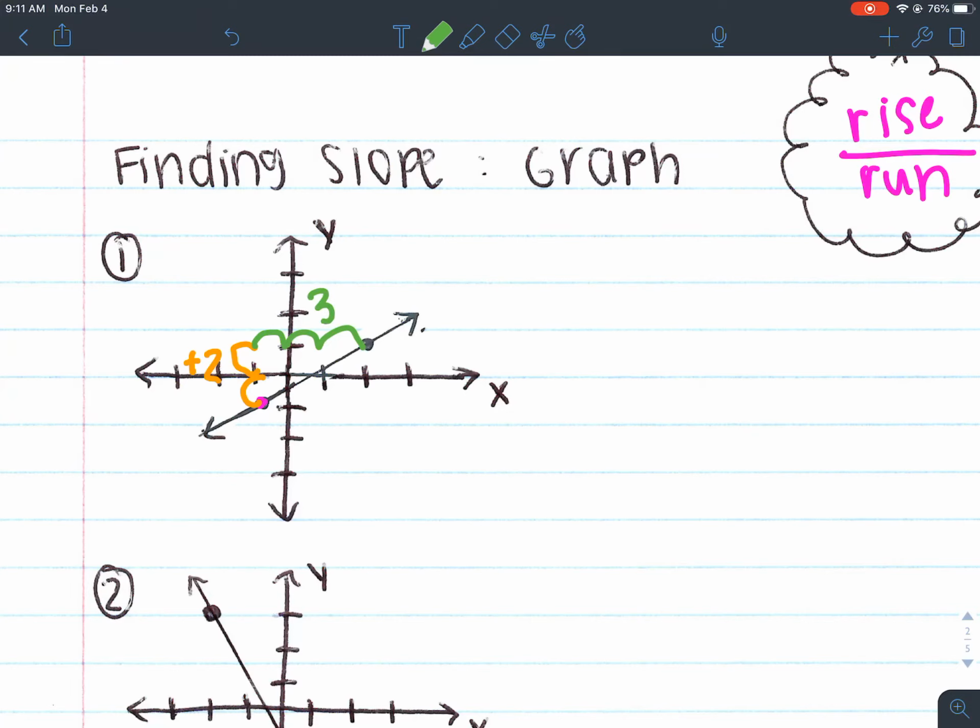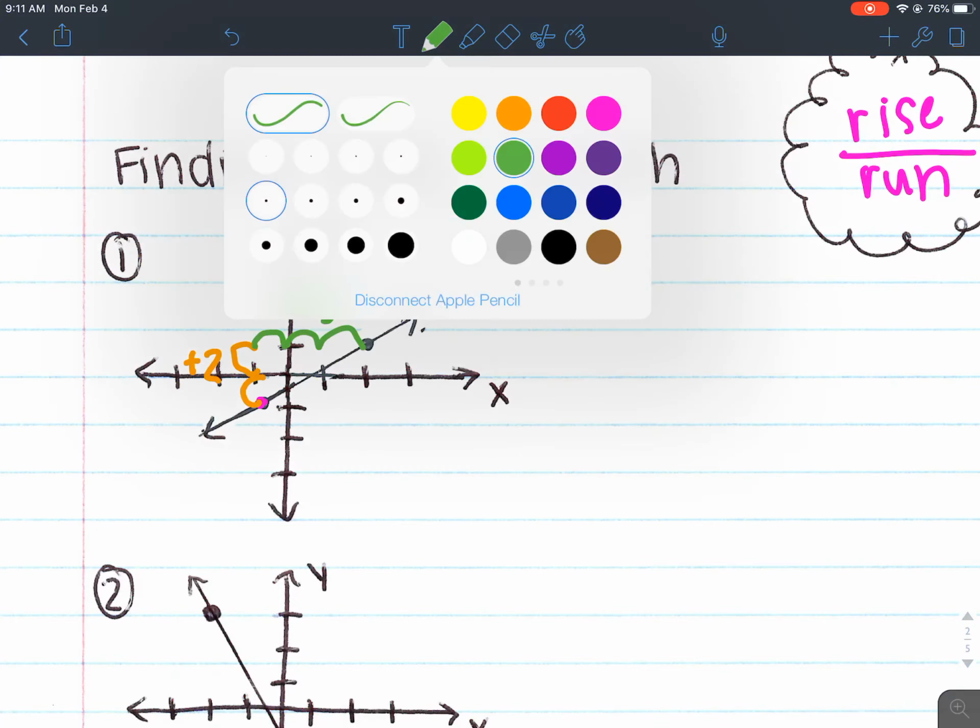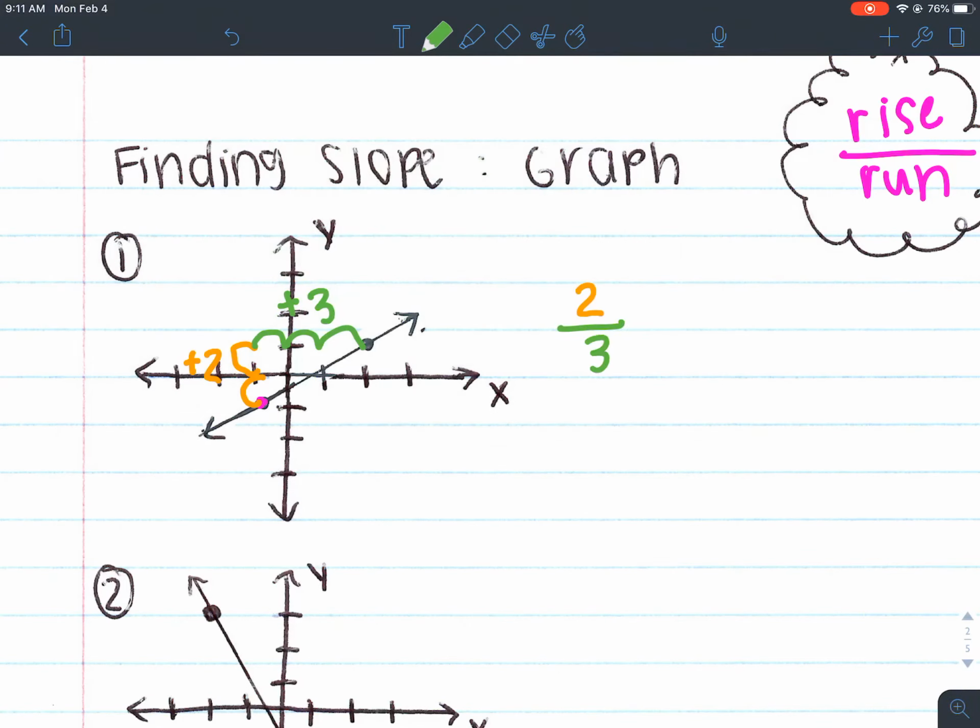Okay? So I've gone up 2, so I want to say plus 2. And then since I went to the right, when we go to the right, we always go positive. The left would be negative. So we went up 2 for our rise. So our rise is going to be a positive 2. And then our run was a positive 3. So our slope here would be 2/3.